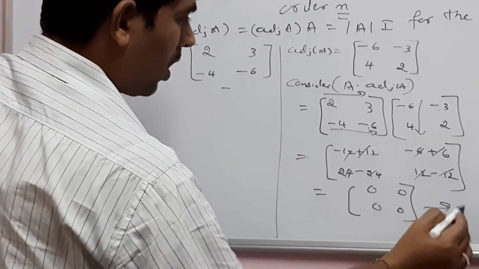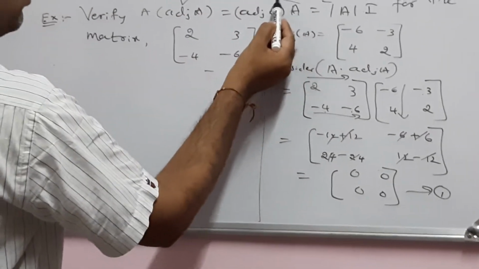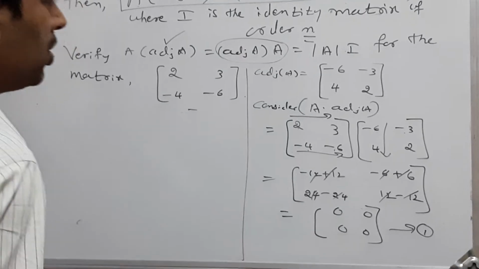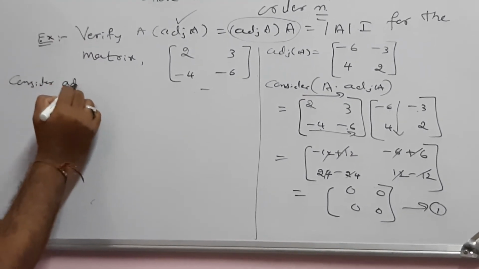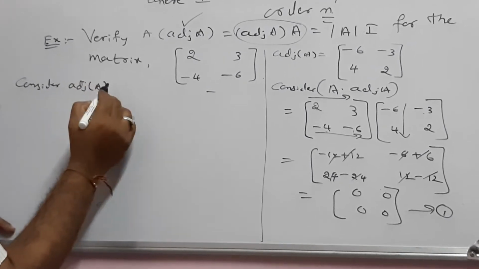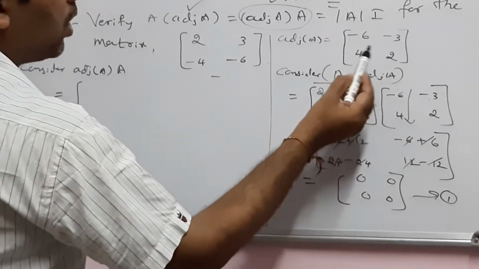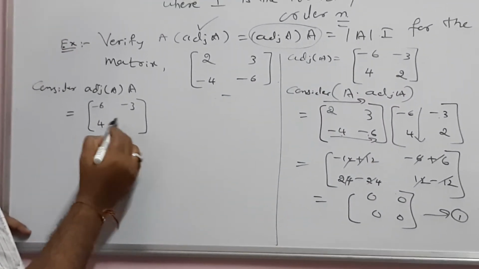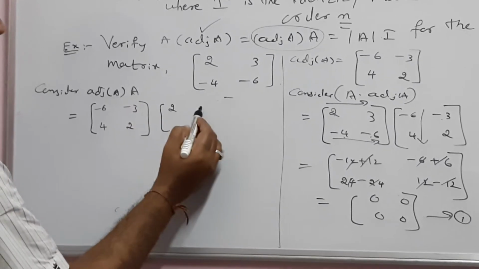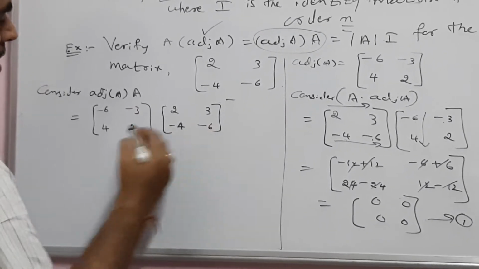We shall consider this as equation 1. So this one is over. Now consider adjoint A into A. What is the adjoint A? Adjoint A is minus 6, minus 3, 4, 2 into the matrix 2, 3, minus 4, minus 6.